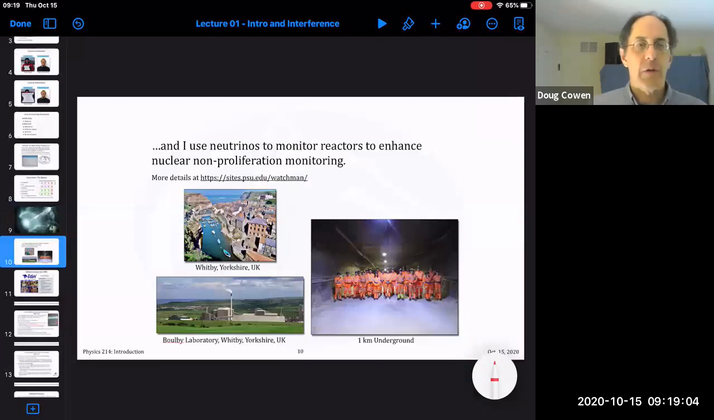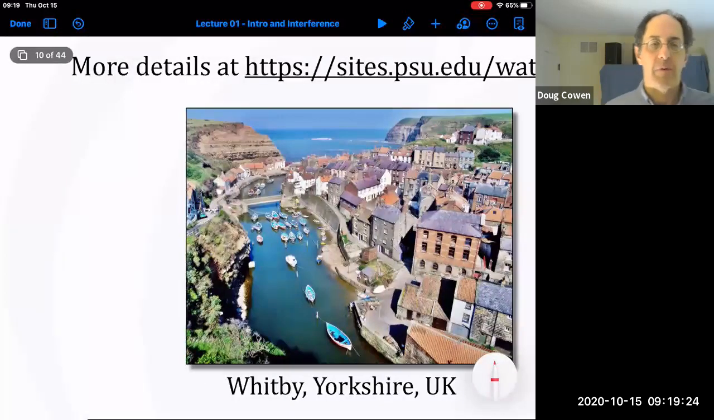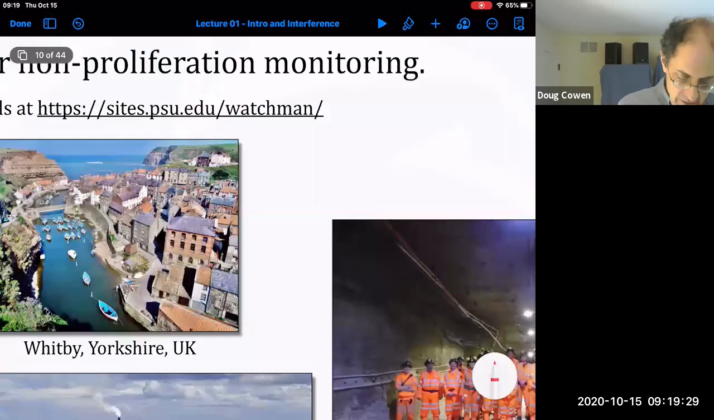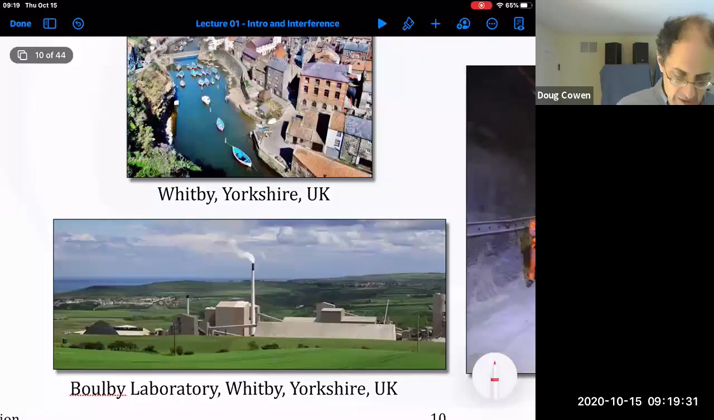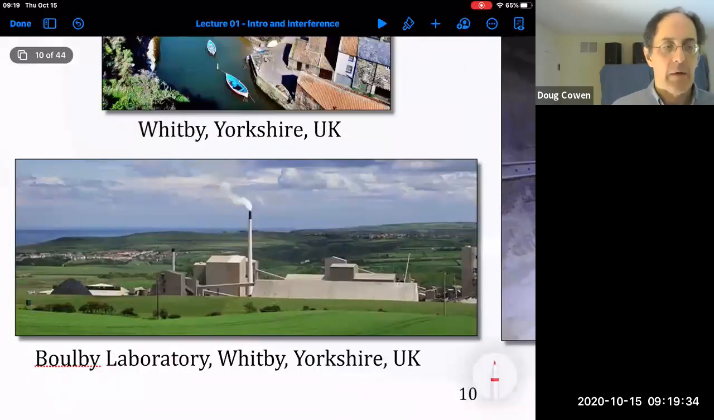I also use neutrinos to monitor reactors in order to enhance the process of nuclear non-proliferation. There are more details at that website there. This experiment is located very near Whitby in Yorkshire in UK. So there's a picture of Whitby. It's a very pretty little town. And unfortunately, where we're going to spend most of our time is in a laboratory called Boulby Lab, which is just outside of Whitby, but it's underground.